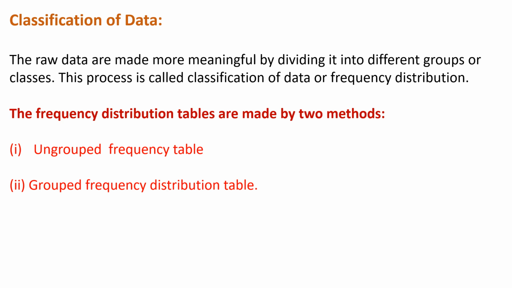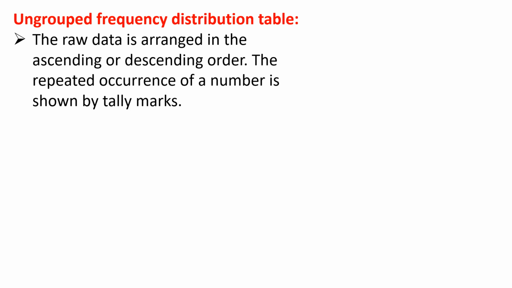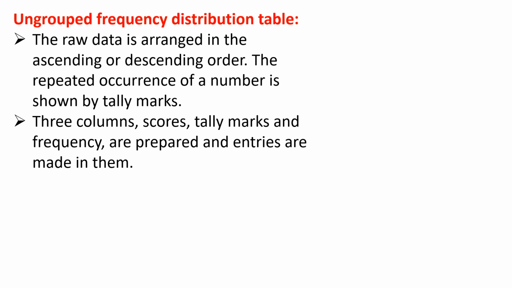Students, in 8th standard you have learned how to make an ungrouped frequency distribution table. Now, the ungrouped frequency distribution table. What is that? The raw data is arranged in ascending or descending order. The repeated occurrence of a number is shown by tally marks. 3 columns are made: score, tally marks, and frequency, and entries are made in them.